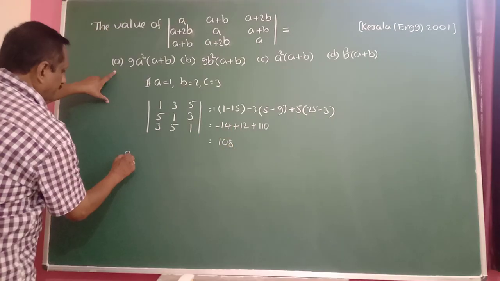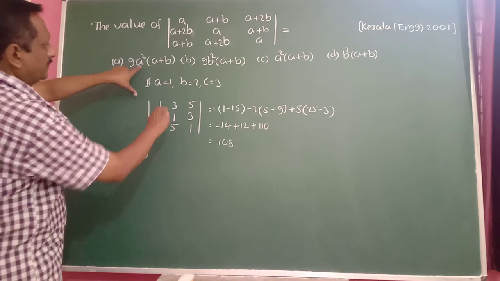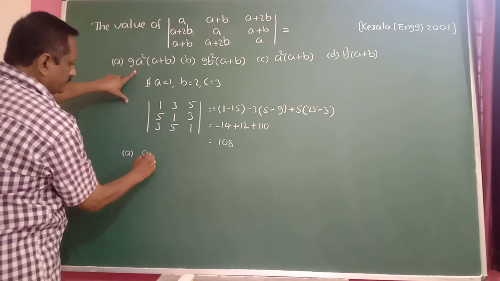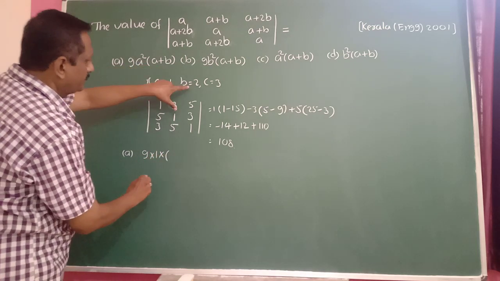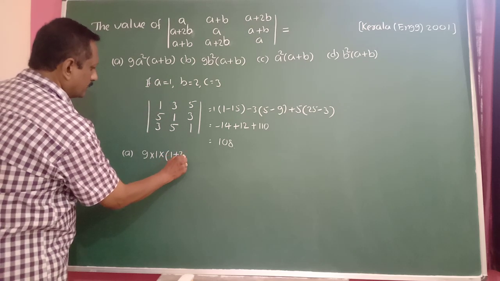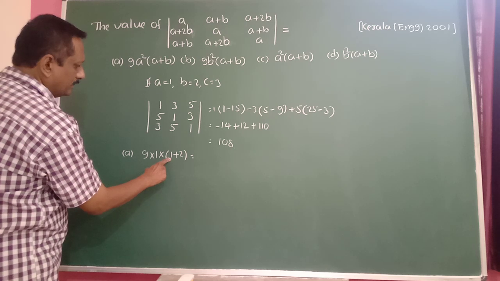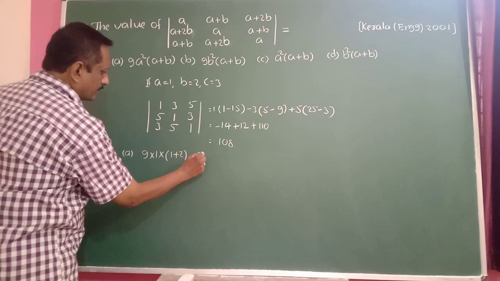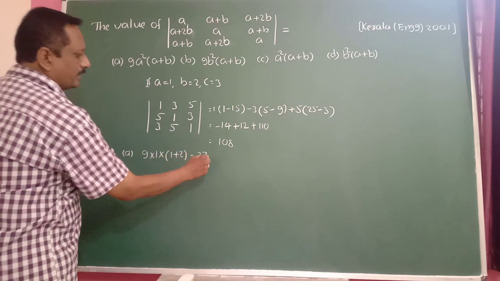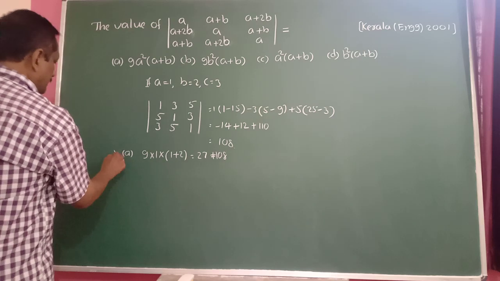Okay. Take the first option here. So 9 into a square. A value is 1 here. 1 square becomes 1, into 1 plus 2. Therefore 2 plus 1 is 3. 9 threes are 27. It is not 108 here. So the first option is wrong.